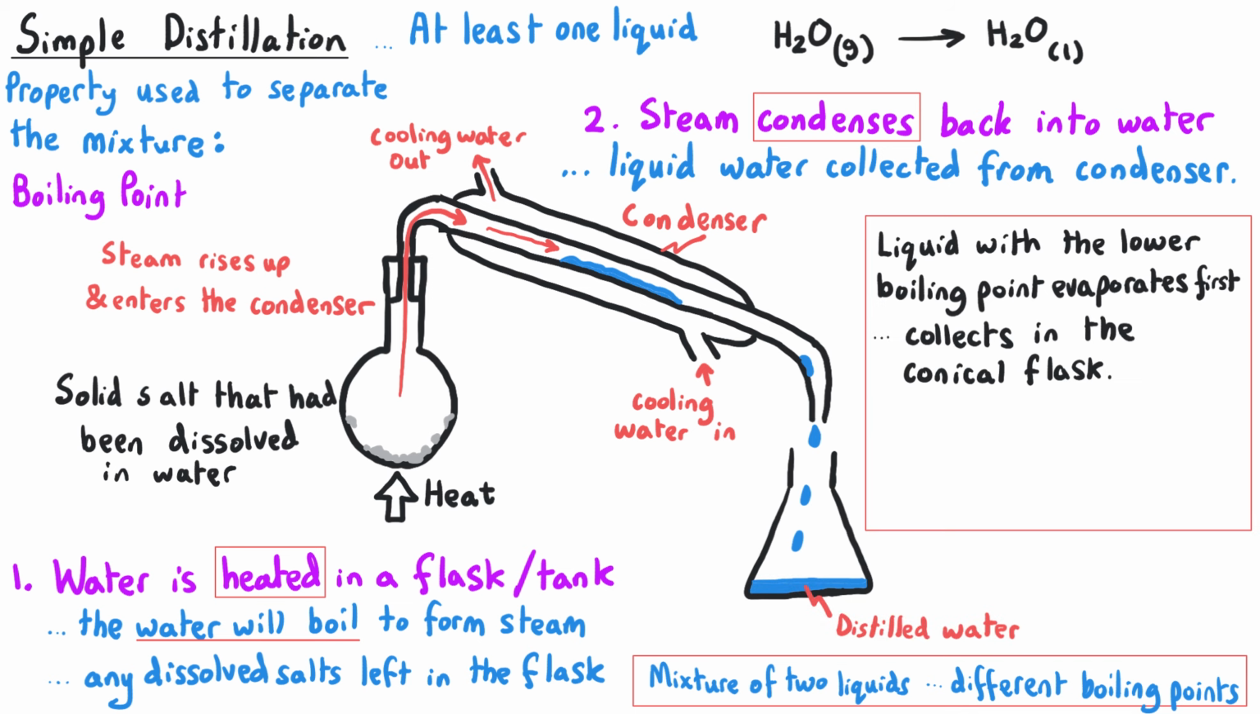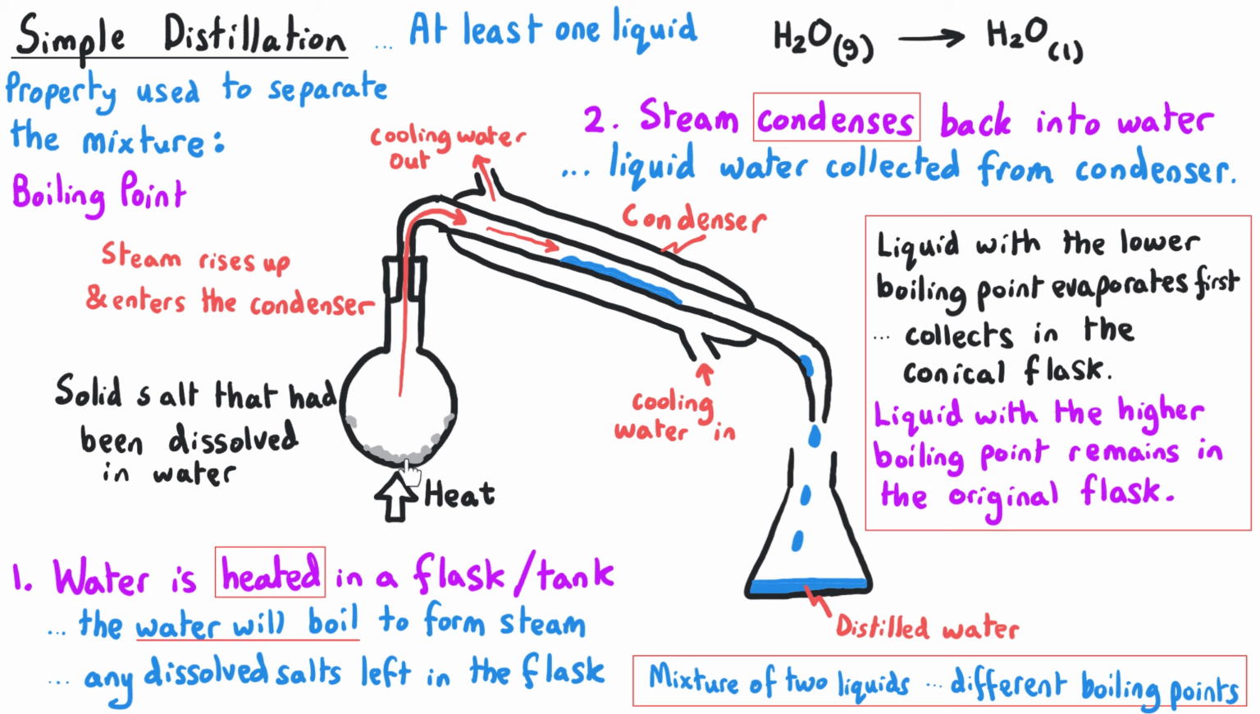If we'd been separating a mixture of two different liquids instead of separating the water out from salt water, the liquid that has the higher boiling point would be the one that stays behind in this flask, because the one with the lower boiling point boils more easily and therefore would evaporate first and then travel through the apparatus and condense in the condenser and then collect in the collection vessel, this conical flask on the right-hand side.